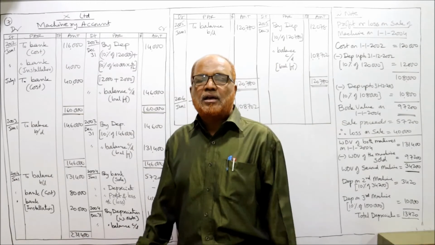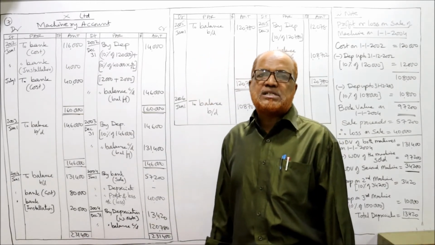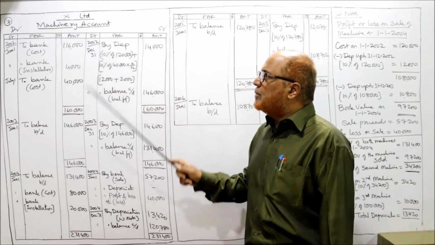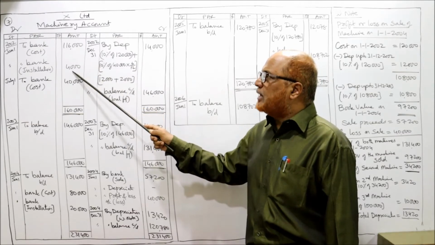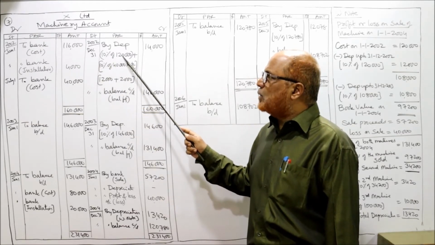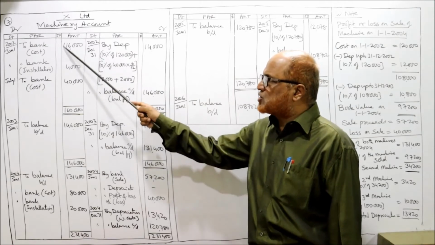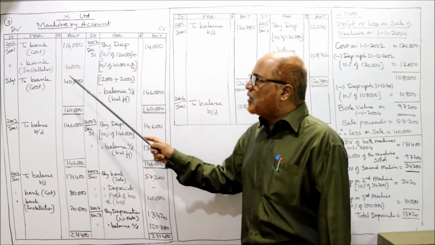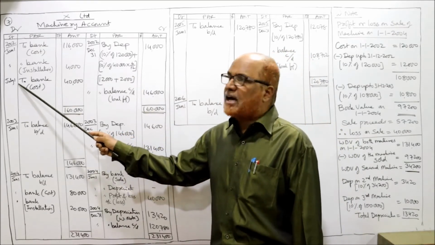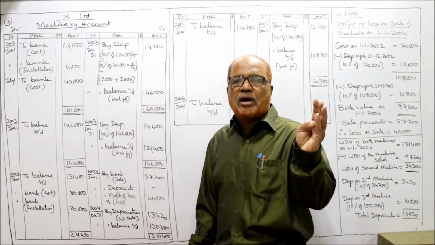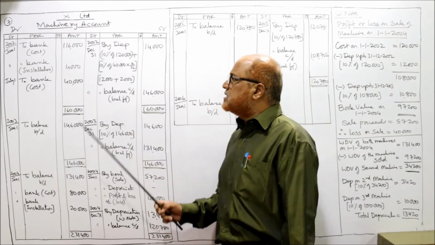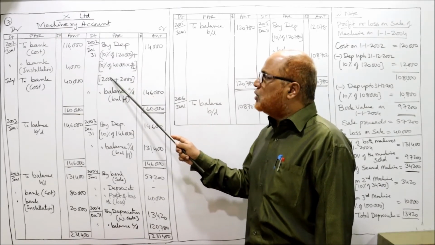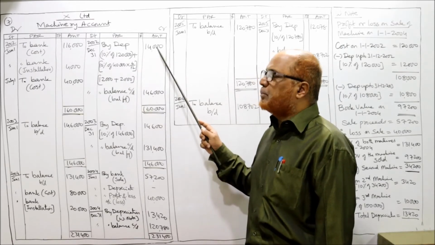Now we close the year. The year will be closed every year on 31st December. So 2002 December 31st by depreciation. Now how much depreciation on the first machine? 10% of 1,20,000, 12,000 is the depreciation on the first machine. Second machine, 10% of 40,000 into 6 by 12. Because the machine was purchased on July 1st and year ends on 31st December. So July, August, September, October, November, December, 6 months, 6 by 12. So 10% of 40,000 into 6 by 12, 2,000. So 12,000 plus 2,000, 14,000 is the depreciation.